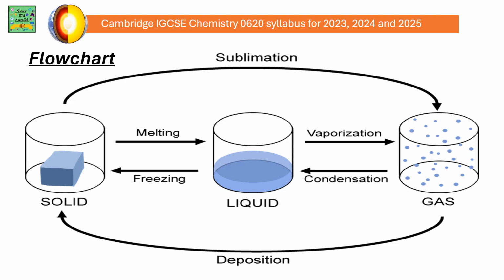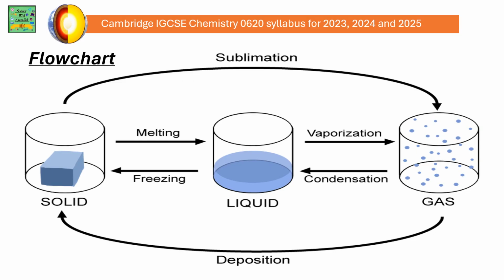Changes in temperature and pressure cause matter to change from one state to another. This change is called a phase transition or phase change. Examples of phase transition include the melting of ice, a solid, into water, a liquid, and the boiling of water into water vapor, a gas.